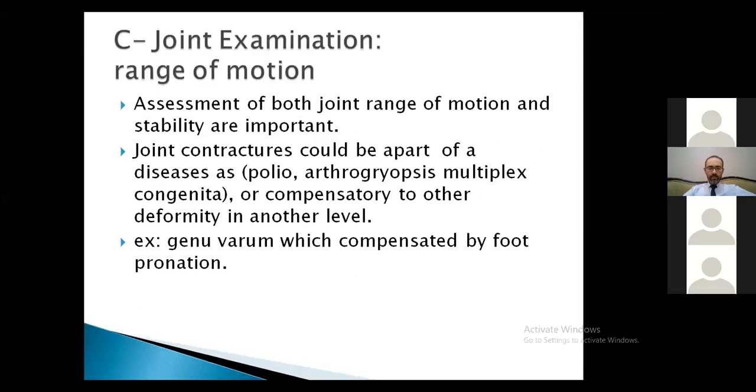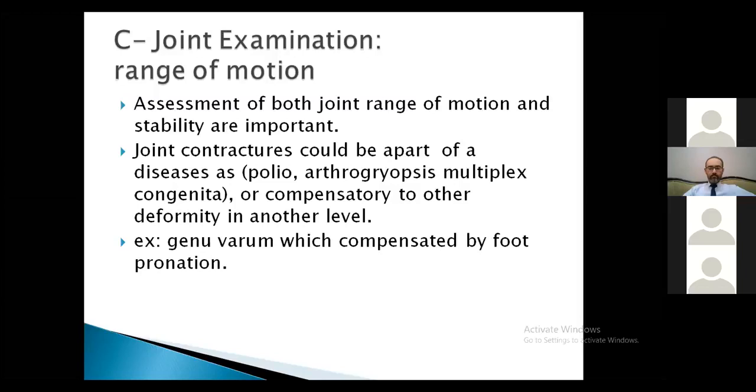C, joint examination. Joint examination is so important. We examine 2 things in the joint: joint motion and joint stability. Assessment of joint range of motion and stability are important. Joint contractures could be part of the disease, as in polio or arthrogryposis multiplex congenita, or compensatory to the original disease or to another deformity at other levels.